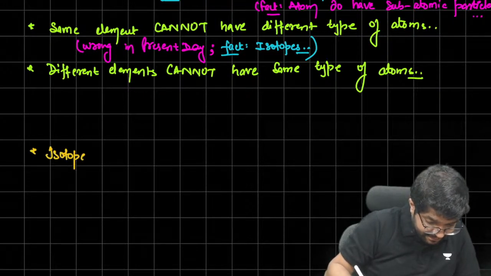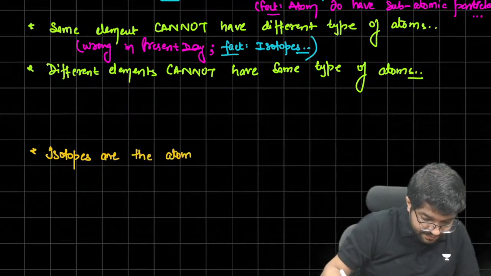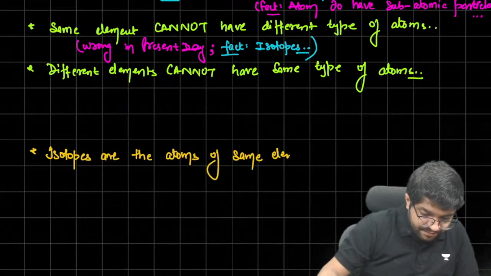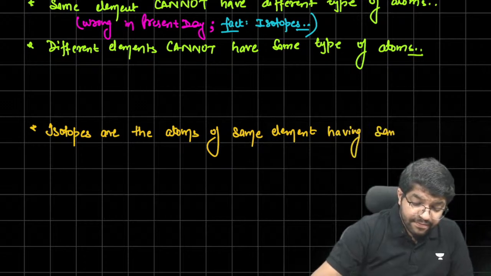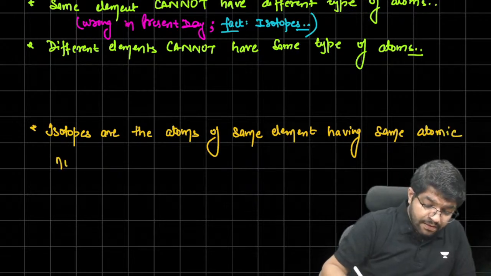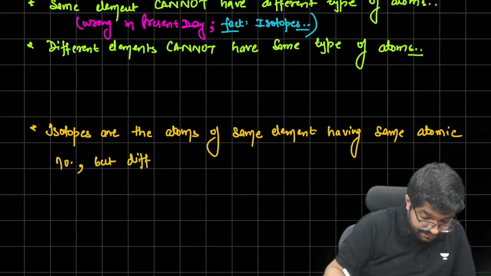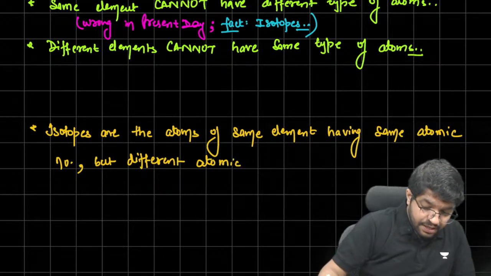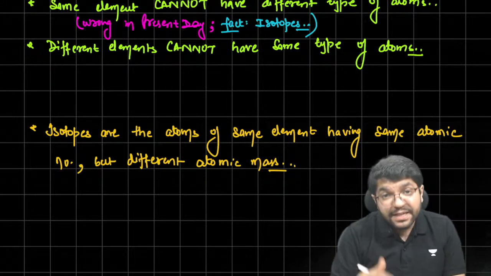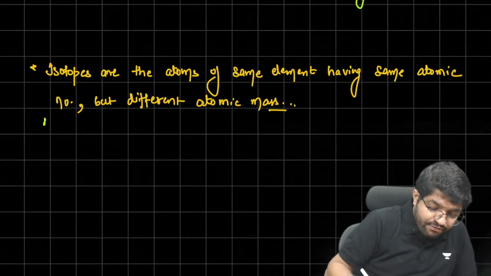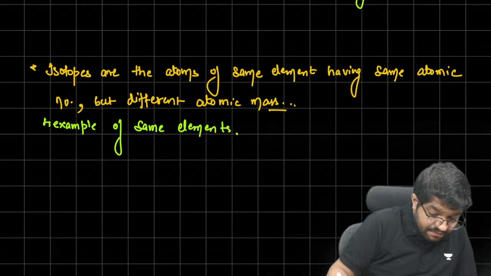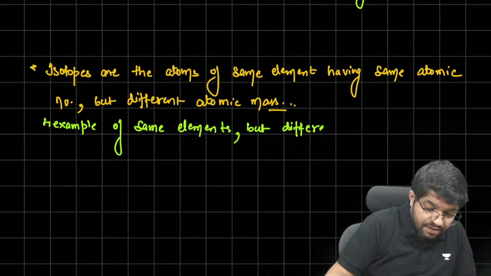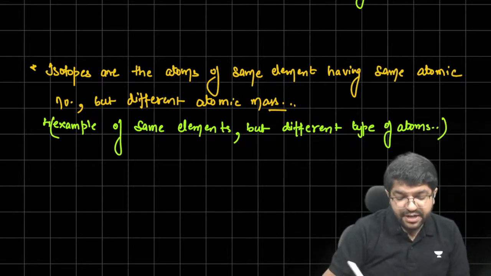Isotopes are the atoms of same element having same atomic number but different atomic mass. Means it is an example of same element but different type of atoms.